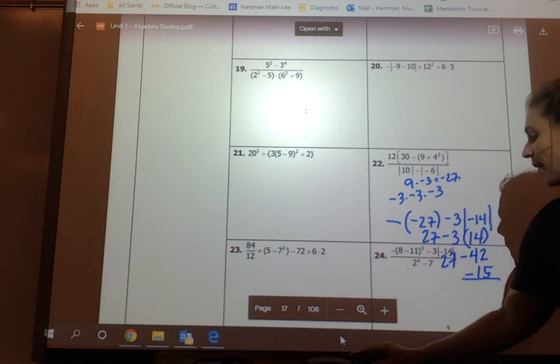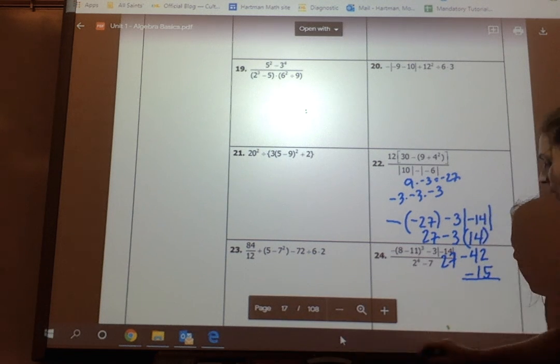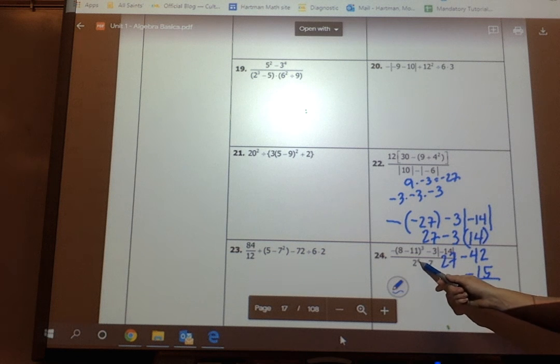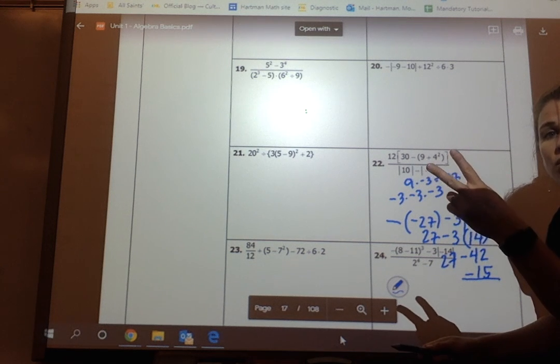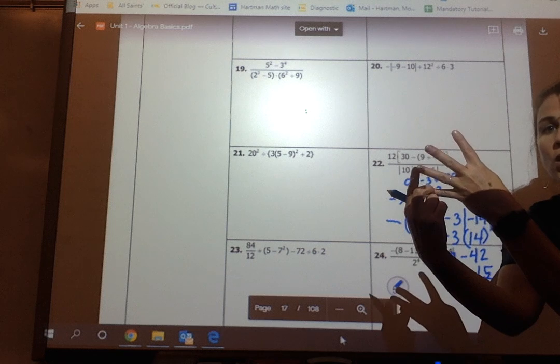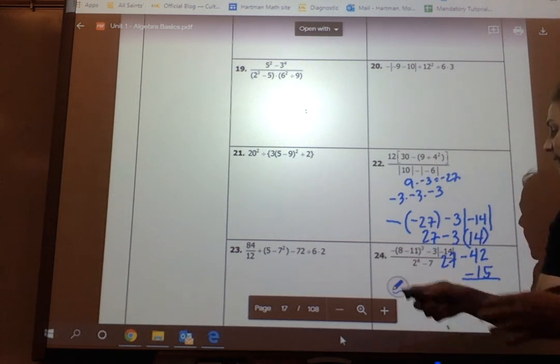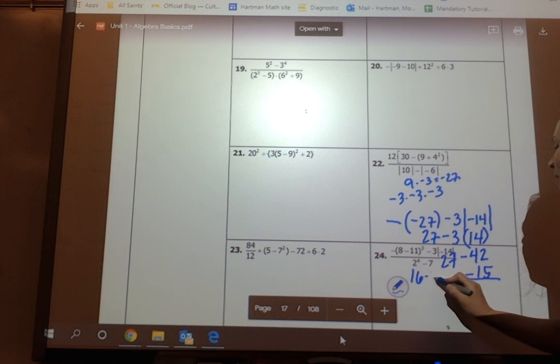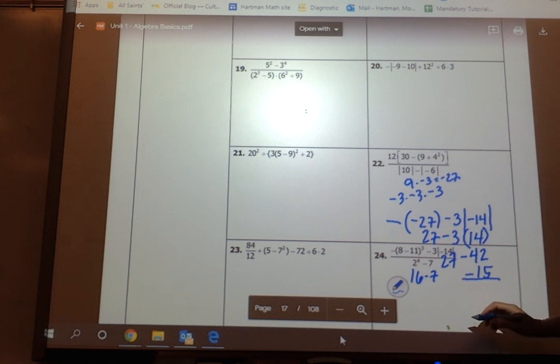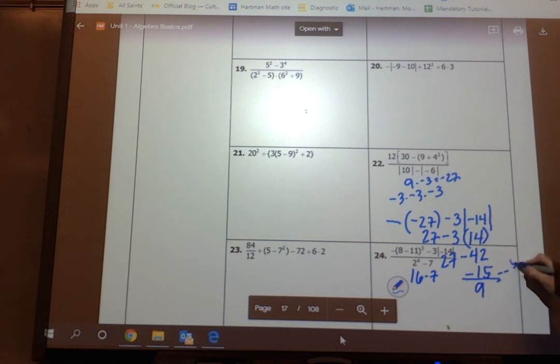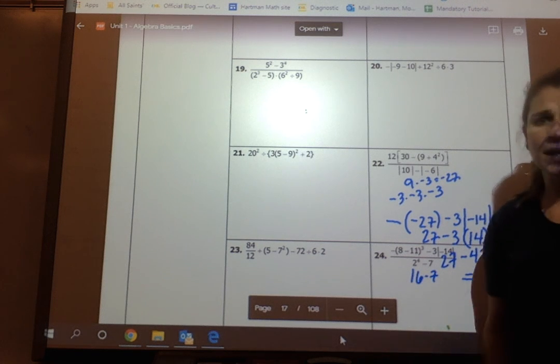And my denominator, if I do 2 to the 4th power, is 2 times 2 times 2 times 2, which is 4 times 4, and then 4 times 4 is 16. So I get 16 minus 7, which is 9. And so I can reduce negative 15 over 9 to be negative 5 thirds. And negative 5 thirds would be my answer.